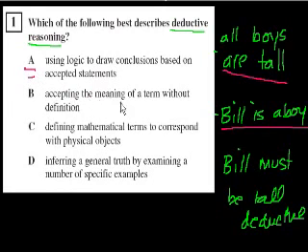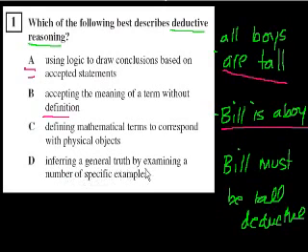Let's see. B, accepting the meaning of a term without definition. Well, I don't even know how one can do that. How do you accept the meaning of something without it being defined? So it's not B. I don't think anything is really B. C, defining mathematical terms to correspond with physical objects. Well, no, that's not really anything related to deductive reasoning either.